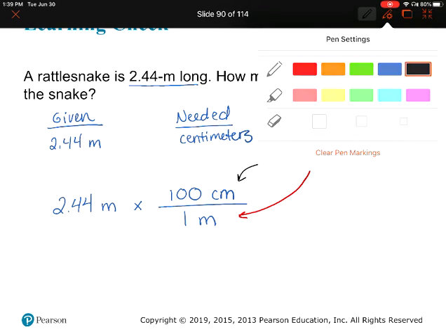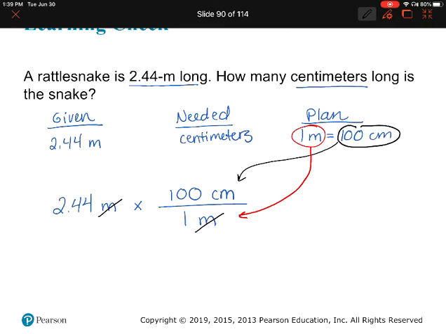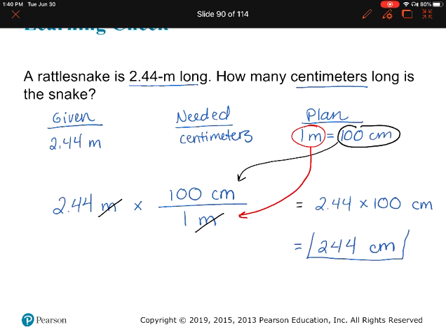Okay, so now let's make sure our units cancel. Meters and meters are in the numerator and denominator, so they cancel. If we simplify this expression that we've written out, we have 2.44 times 100 over 1, so we'll just leave that as it is. And our final unit is centimeters. Okay, so we just plug that into our calculator. What is 2.44 times 100? And you might be able to do this in your head too. So 244 centimeters. We went from a 2.44 meter measurement to 244 centimeters.